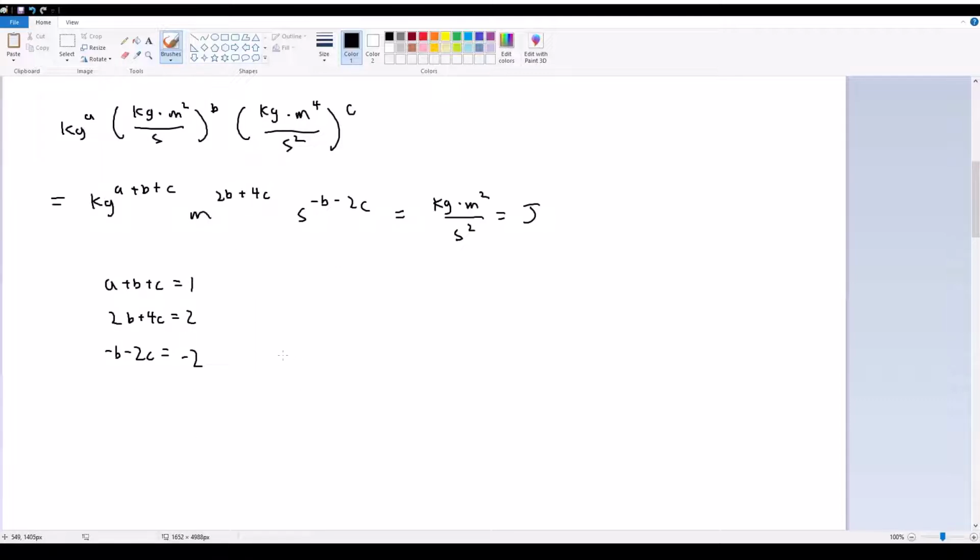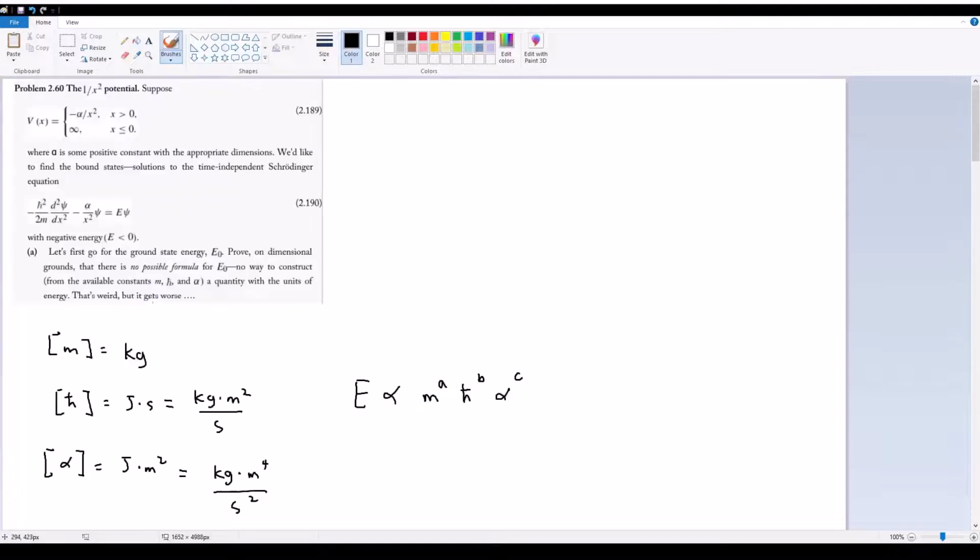And immediately the problem here should become apparent, because this bottom term, if we multiply everything by negative 2, gives us 2b plus 4c is equal to 4. And this directly contradicts the second statement, 2b plus 4c is equal to 2. Therefore, based on this setup, given this potential, there's actually no possible formula for energy. We cannot obtain any valid values for energy whatsoever.